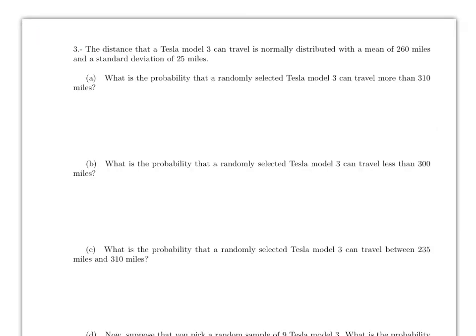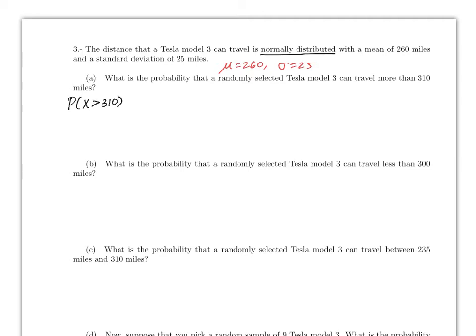So here is the key that you had to use the normal distribution, because it tells you it's normally distributed. The mean is 260, and the standard deviation is 25. All right, so far so good. So here x is going to be the range, or how many miles you travel. The first question is asking, what's the probability that a randomly selected Tesla can travel more than 310 miles? So technically they're asking what's the probability that x is greater than 310.